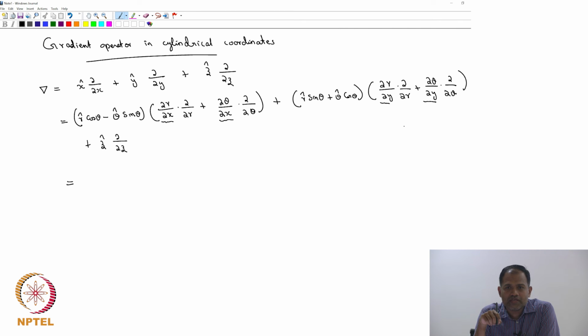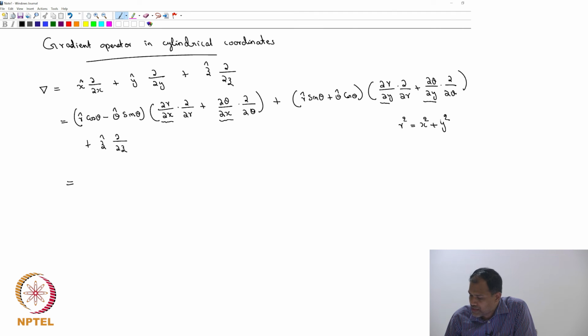Any doubt on what I am doing? So, I have just written down the gradient operator in the Cartesian coordinate system. I have converted all my unit vectors using the relations that we just derived, and each of the gradients is written in terms of the other partial derivatives in the cylindrical coordinate system using the chain rule. So, for example, I have del by del x, expanded it using r and theta and so on. Now, we know that we need to calculate del r by del x, del theta by del x, and these two quantities. We know that r square is equal to x square plus y square.